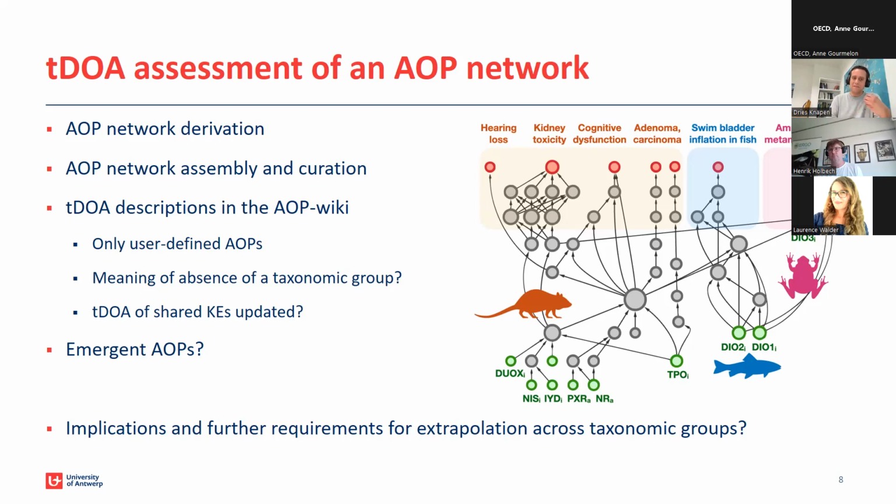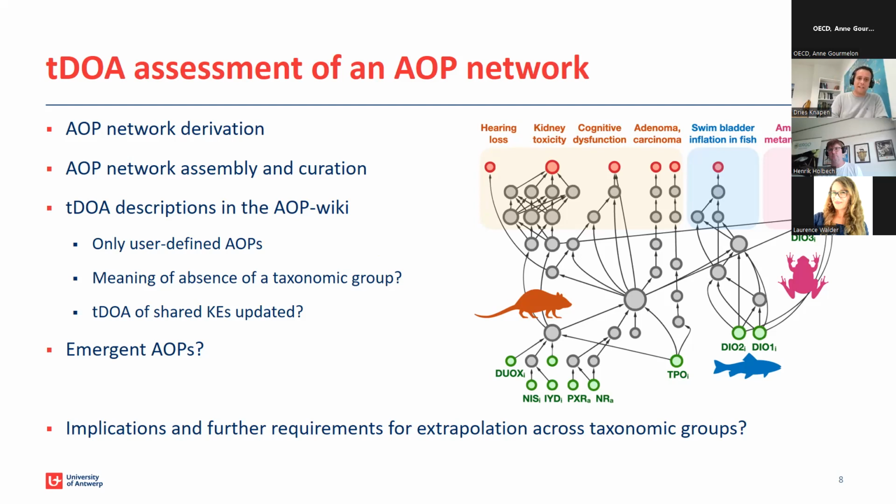Basically, if a specific taxonomic group is not mentioned as part of the taxonomic domain of applicability, it actually also means that the AOP or the key event does not apply to that group. And that's really challenging because right now, if you go into the wiki and do not find a taxonomic group mentioned, it could also just be that people didn't write it there, but it doesn't necessarily mean that it doesn't apply to that group. And so that's what the assessment of the overall network entails.